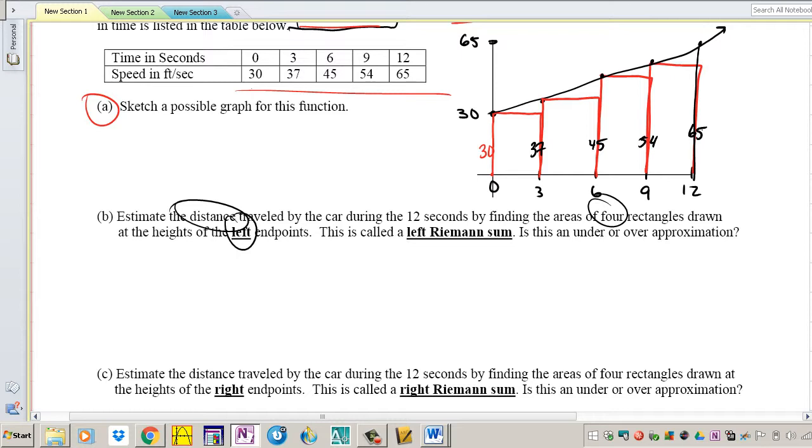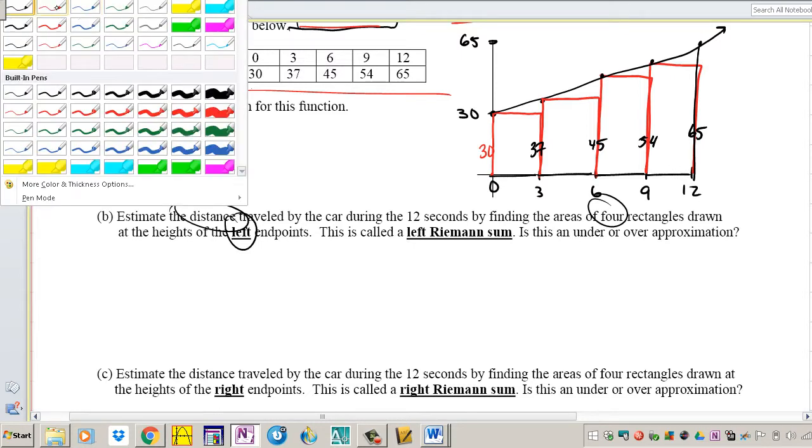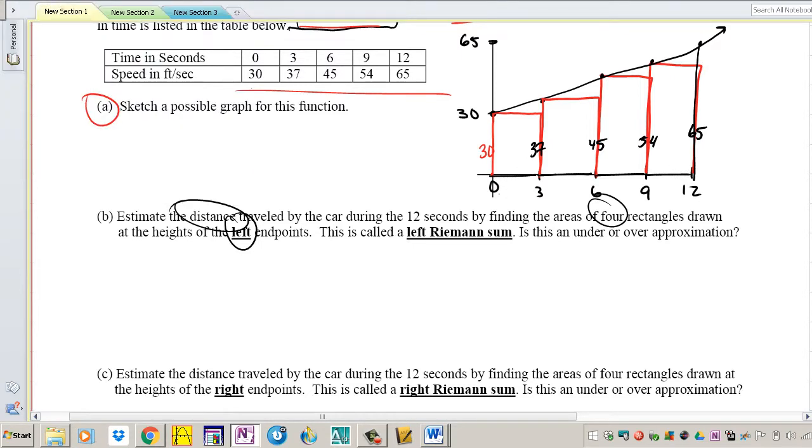Okay, so let's go ahead and use left Riemann sum. So we're only interested in these 4 rectangles here. This one, this one, this one, and this one. So what are the bases of each of these rectangles? As you notice, they all go by 3. So the base is 3, 3, 3, and 3.